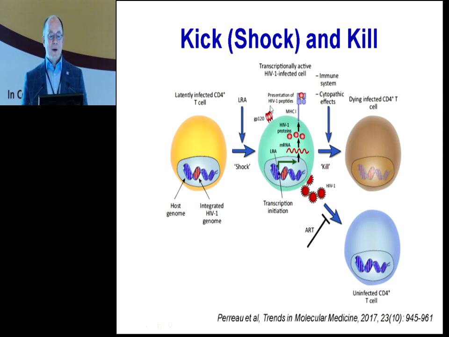You use the LRAs to kick the beehive. As the cell starts to produce HIV, people are on antiretroviral therapy, so that protects uninfected cells from becoming infected. And then this basically causes the cell to declare itself to the immune system, and then the immune system can recognize the cell as infected and kill it.